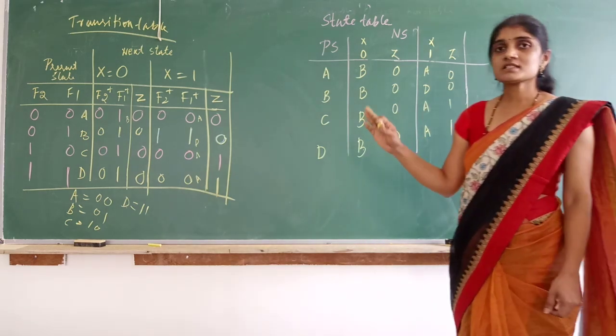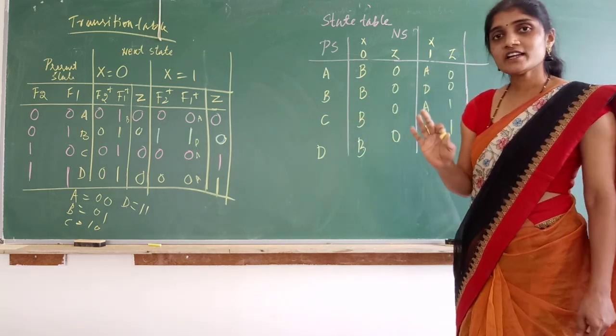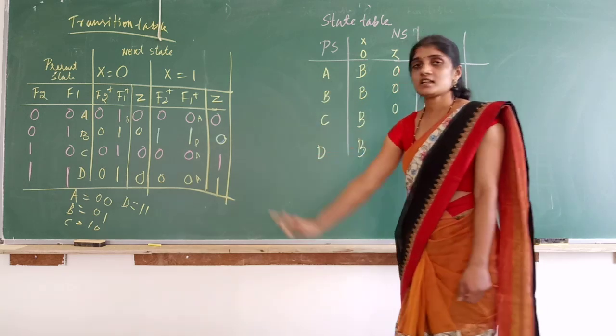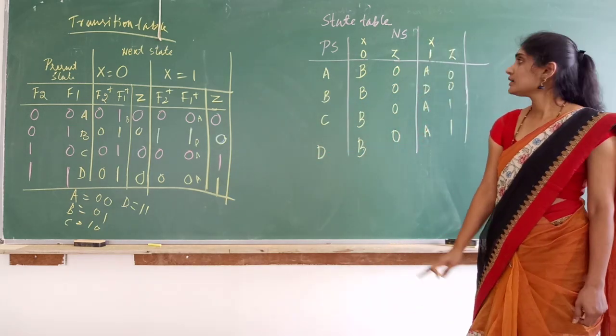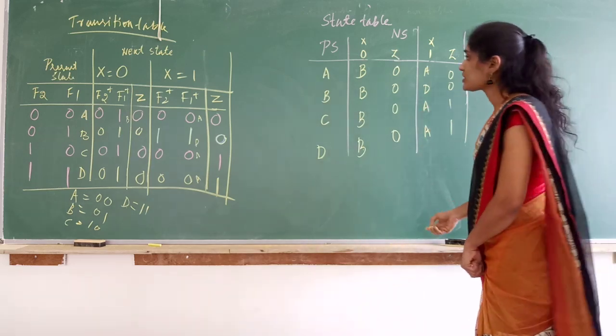So, transition table and state table, both are the same. What is the only difference? We are giving a name for each state, that's all. So the last step is to write the state diagram. From the state table, we are going to write the state diagram.